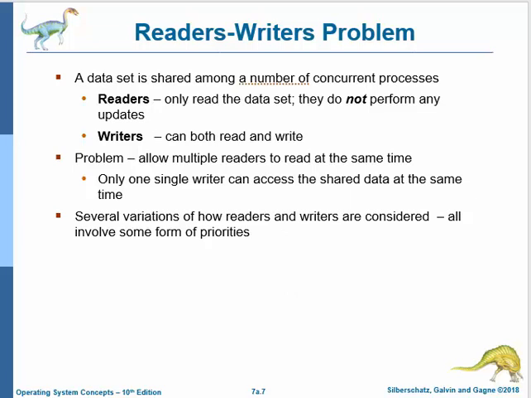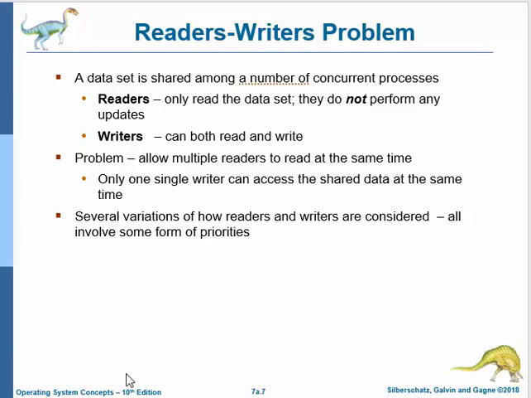So the problem is, obviously, if two readers access the shared data simultaneously, no adverse effects will result. However, if a writer and some other process, either a reader or a writer, access the database simultaneously, problems may ensue. To ensure that these difficulties do not arise, we require that the writers have exclusive access to the shared database while writing to the database. This synchronization problem is referred to as the readers-writers problem. Since it was originally stated, it has been used to test nearly every new synchronization primitive.